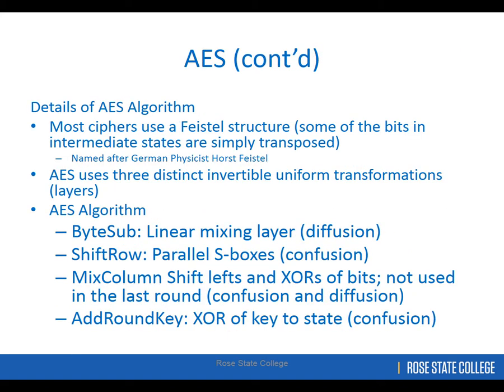Details of this: most use what's called a Feistel structure. In other words, some bits and intermediate steps are transposed. It was named after Horst Feistel, even though names aren't important, I guess. Three distinct invertible uniform transformations or layers, which we will walk through all of them. The algorithm itself does byte sub, shift rows, mix columns, and add round key. We're going to walk through every one of these. So you will understand these by the time we're done, and we'll be good.